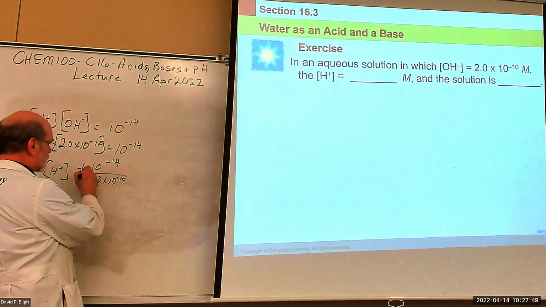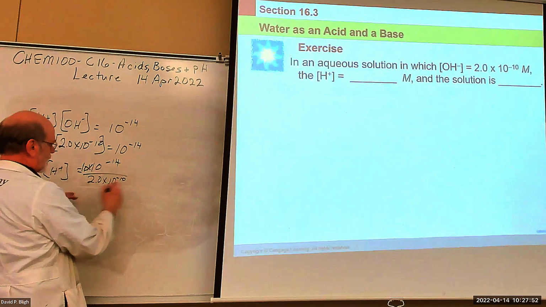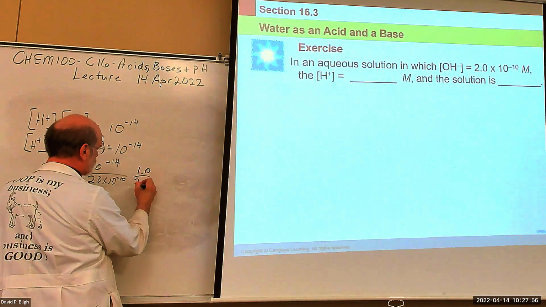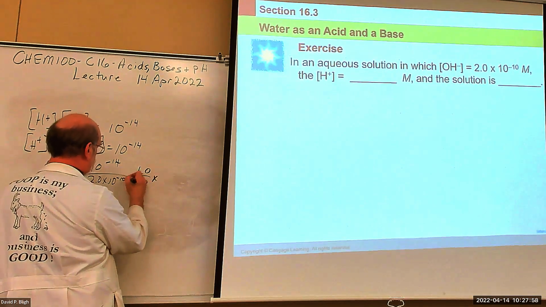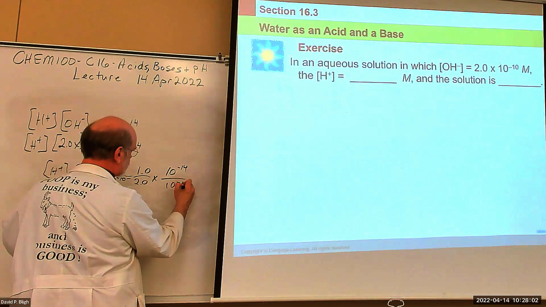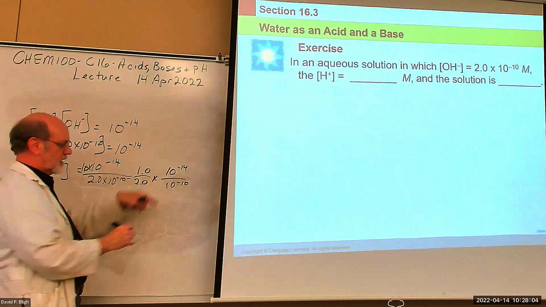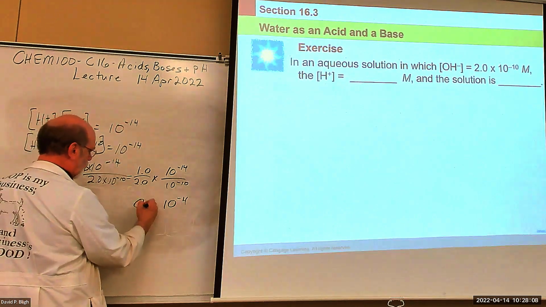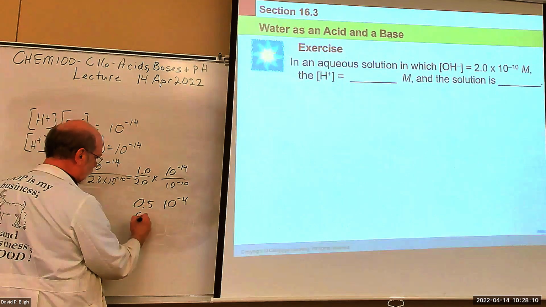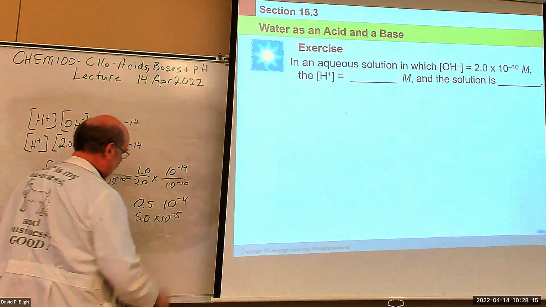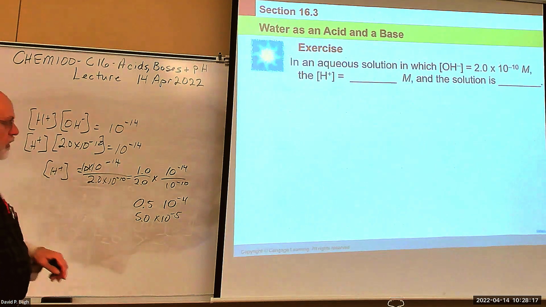Okay. Well, if this is 1 times that, then this is also 1 divided by 2 times 10 to the minus 14 divided by 10 to the minus 10. So what's this one? This one is 10 to the minus 4. And this one is 1/2. So that would be 5 times 10 to the minus 5 molar.